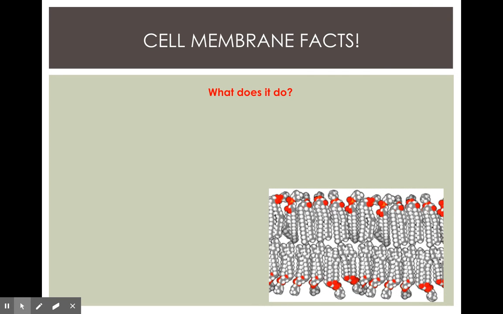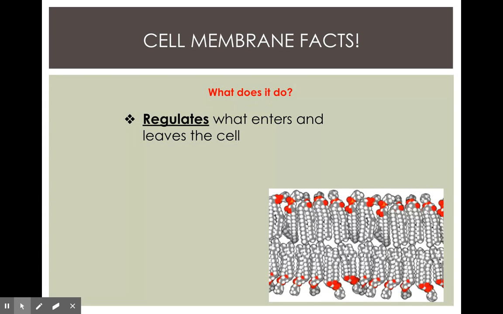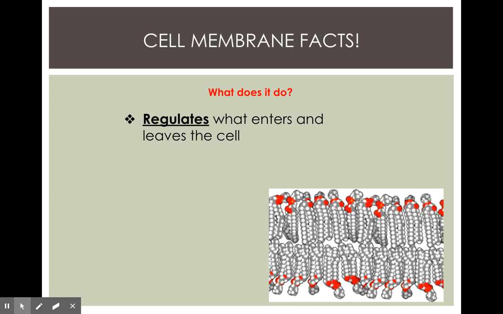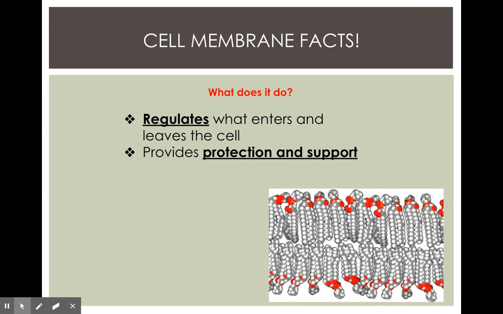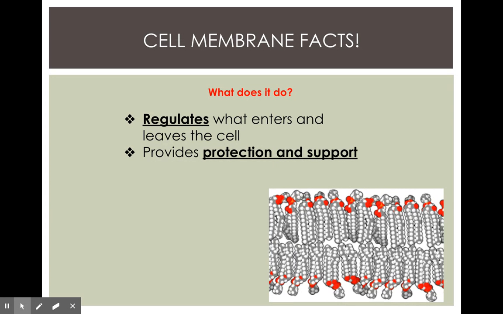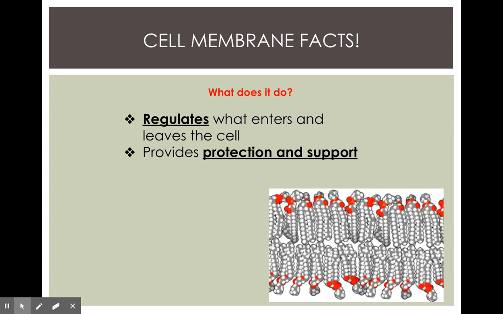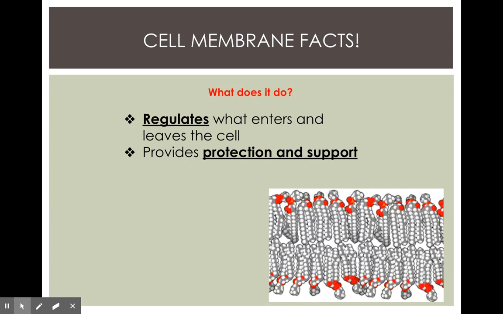So let's talk about some facts surrounding the cell membrane. The cell membrane has specific functions. It first regulates what enters and leaves the cell. Okay, so it's going to allow very small molecules to come in, and it also expels waste. It's going to provide protection and support. Okay, it keeps everything inside of the cell, the mitochondria, the Golgi apparatus, the ribosomes, all of those little organelles. It is protection and support for those things.